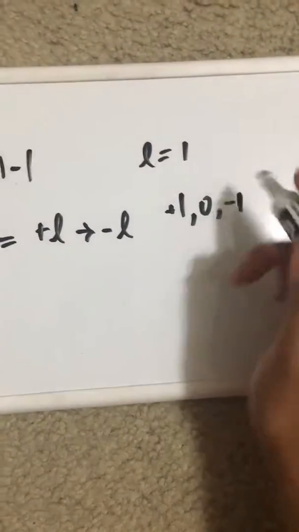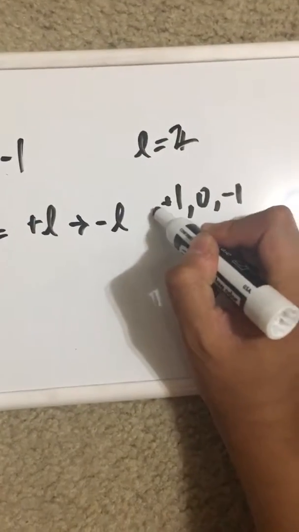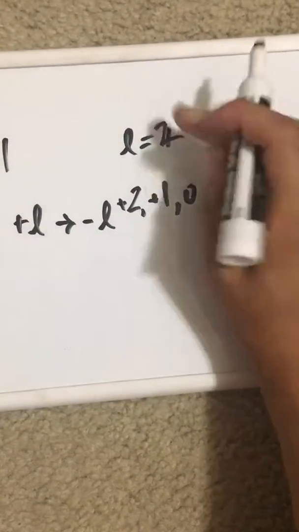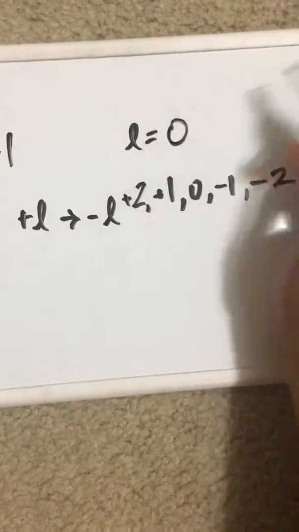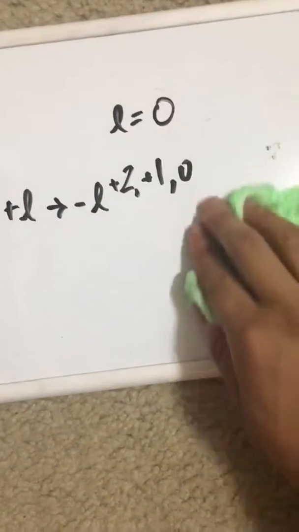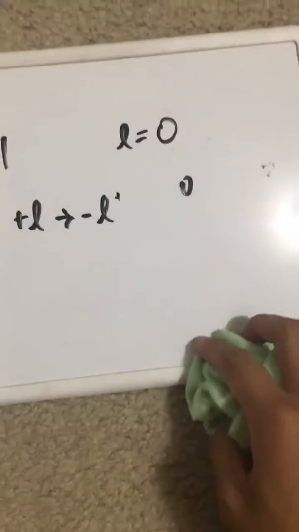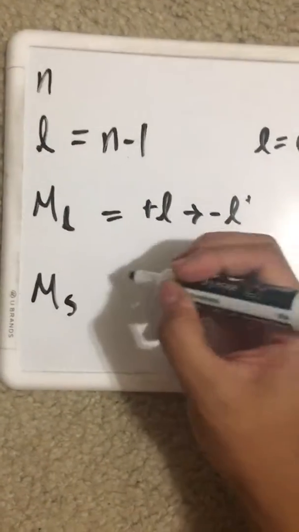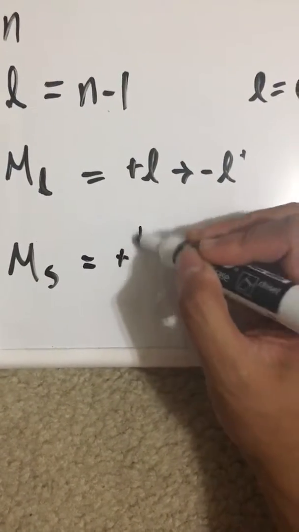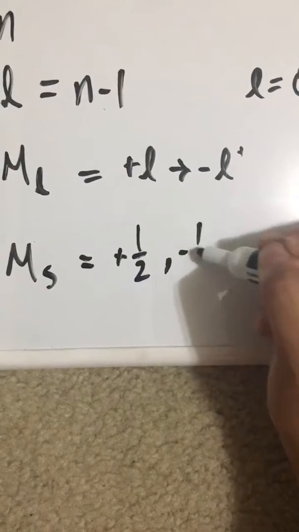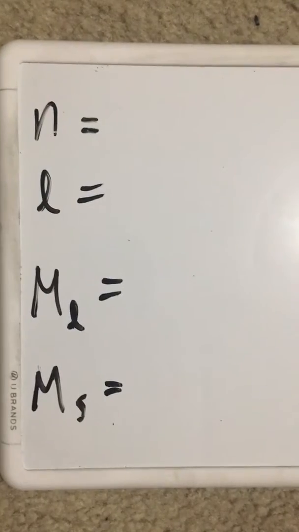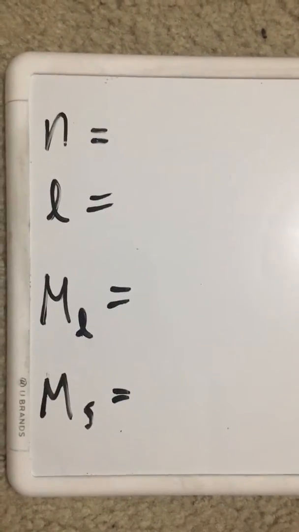It will include 0. If L is 2, then we would have plus 2 and minus 2. But if L is 0, well, 0 can't be positive or negative, and so it'll just be 0. The MS just depends on how many electrons you have, and each electron would have a plus 1/2 or a minus 1/2. So now we know the 4 quantum numbers. Let's put it to practice.